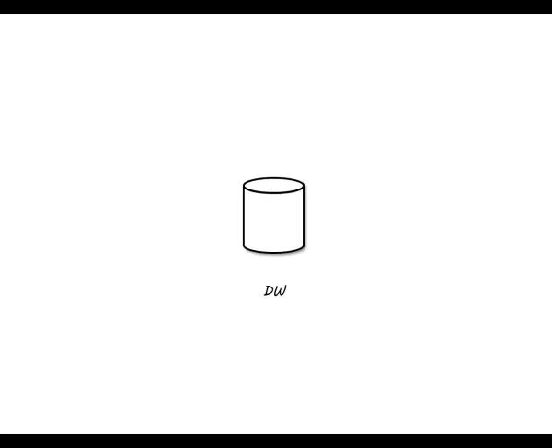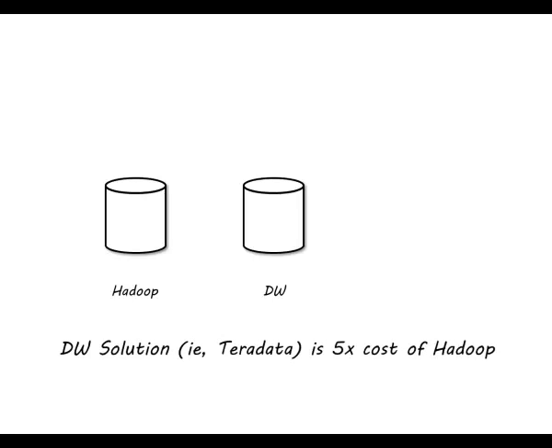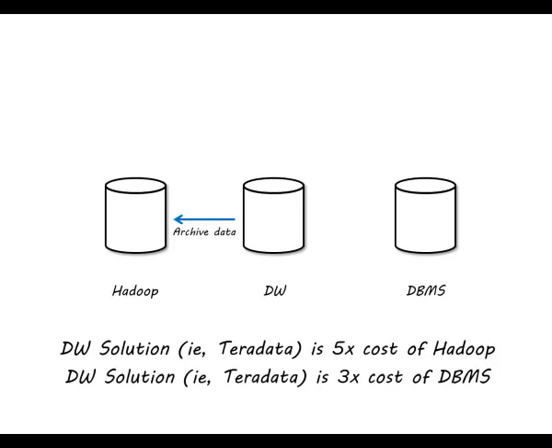So what might be an alternative? Well, you can put it into an alternative repository like Hadoop, where the cost is about a fifth the cost of more popular high-performance data warehousing solutions like Teradata. So that's one way to archive data. Or just a regular database, where the cost is probably a third the cost of more popular solutions like Teradata.